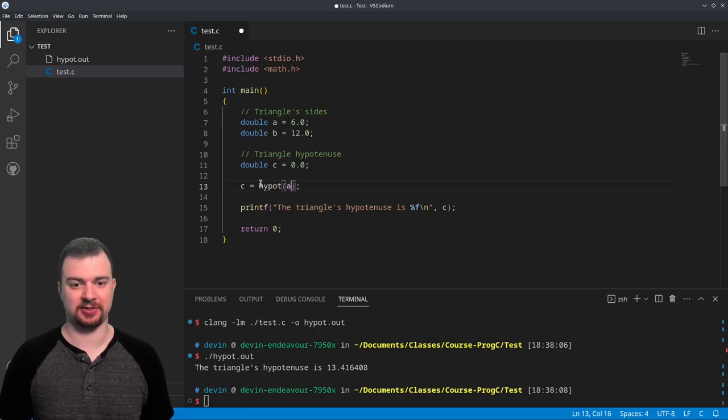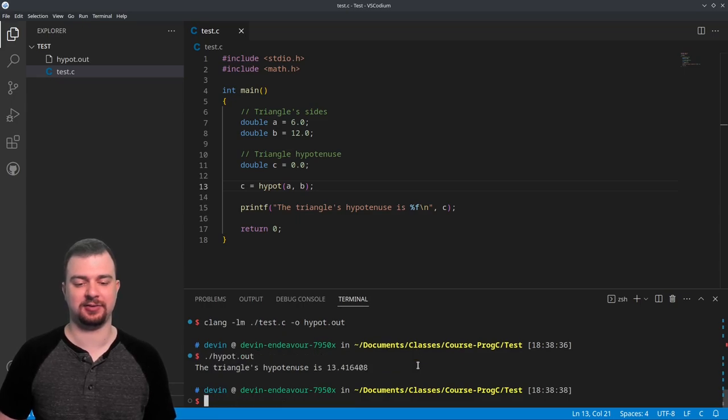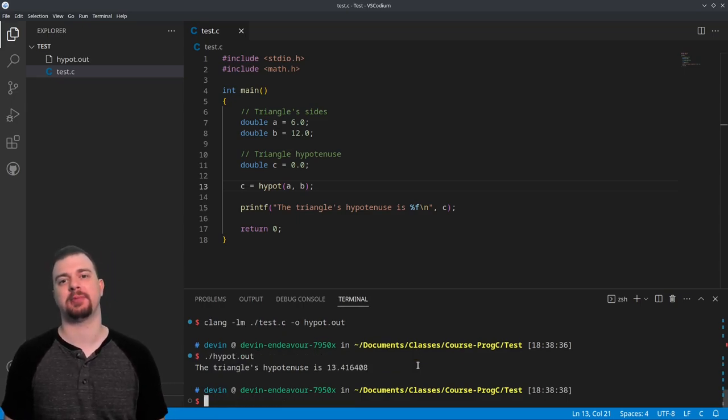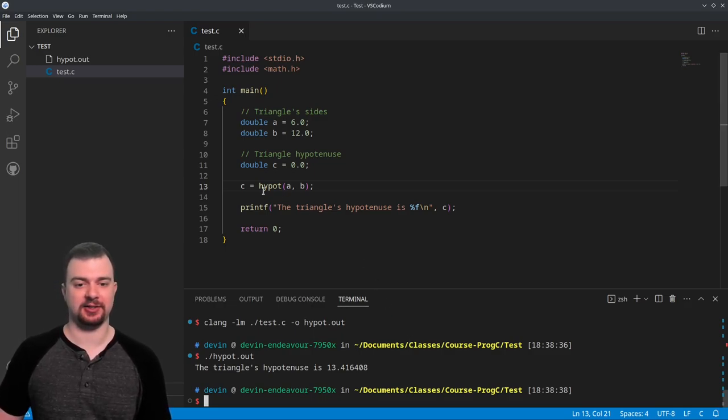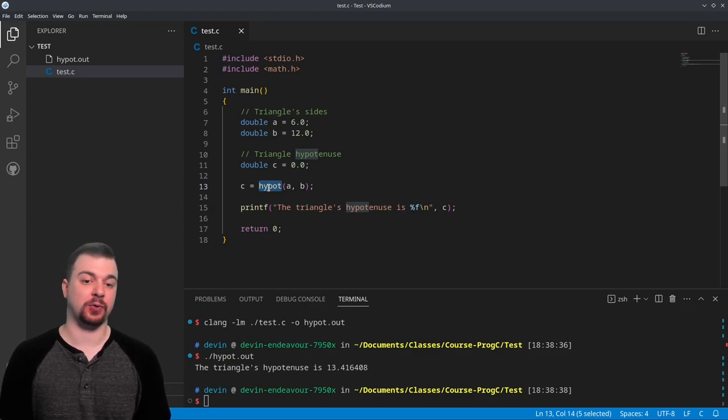We do just hypot a and b, and do that, because since it's so common, the need to get the hypotenuse of a right triangle, the math library already has a function, an algorithm for that. So yeah, we know how to do the math now, but if you ever actually need to do this, it's go to the math library.